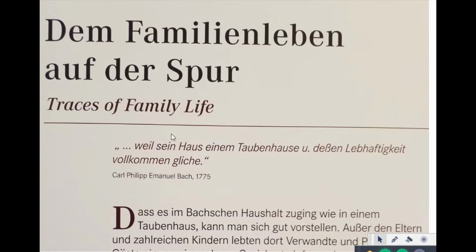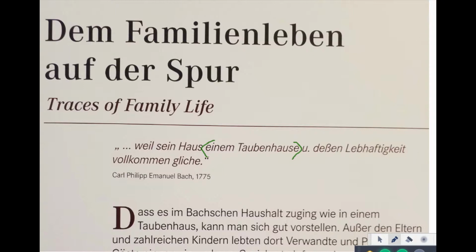Great. Okay. So weil means because of, but gleiche is from gleichen, to be similar to, and this is actually subjunctive, because his house would entirely compare, vollkommen is entirely, and then you're expecting the dative, which you get right here, would entirely compare to, and Tauben means a pigeon, to a pigeon loft and its liveliness. So this is a dative here. This is a comment by Carl Philipp Emanuel Bach, one of his sons, and he's just talking about how the household was so busy with people coming and going, as we'll read in a second.